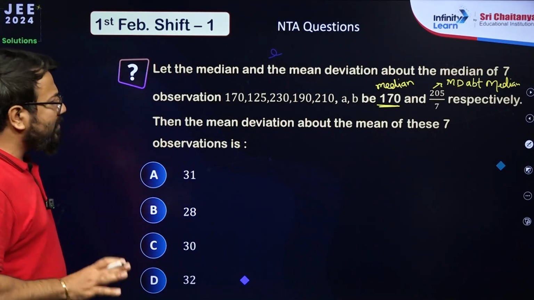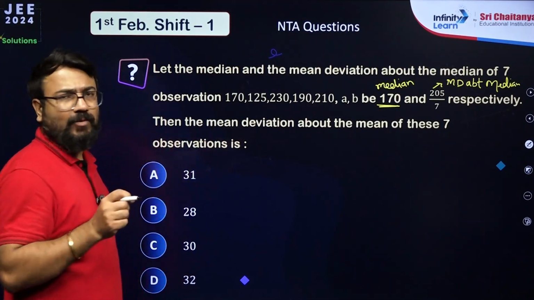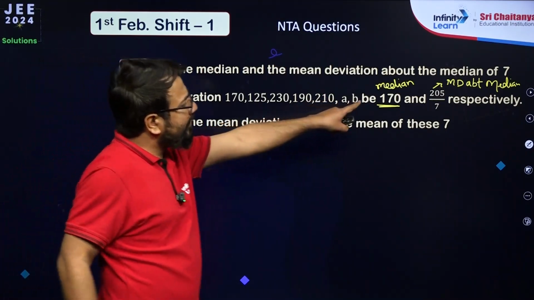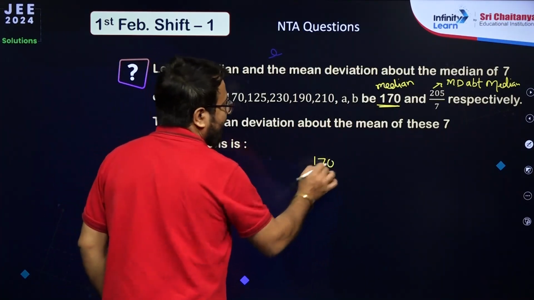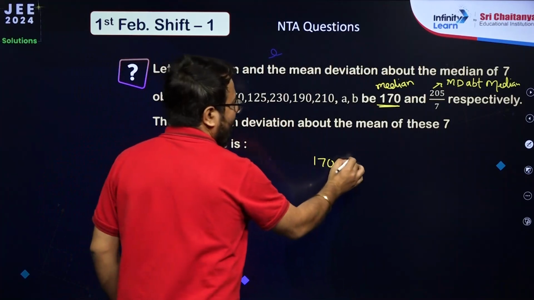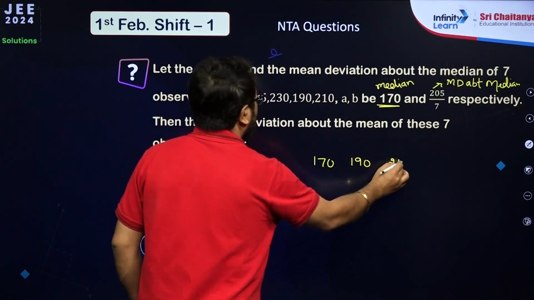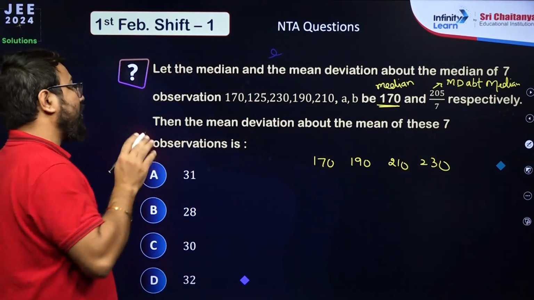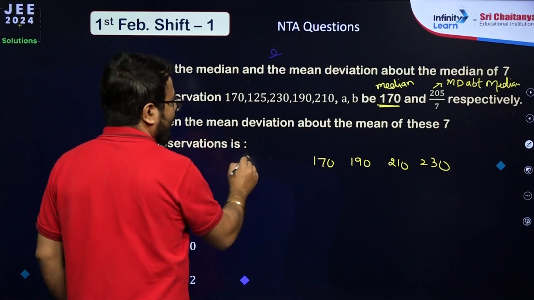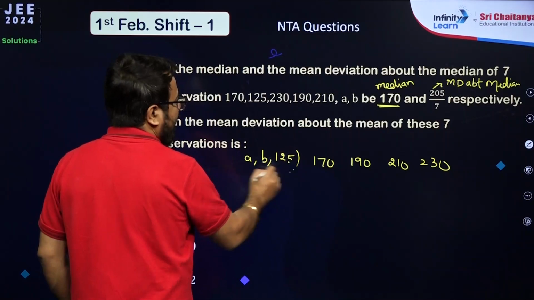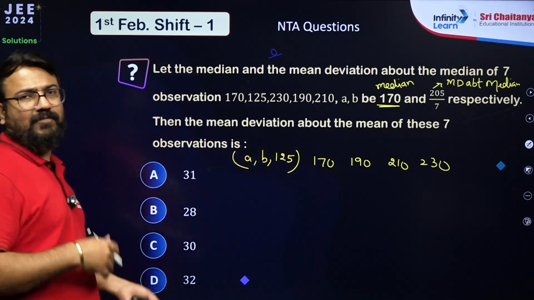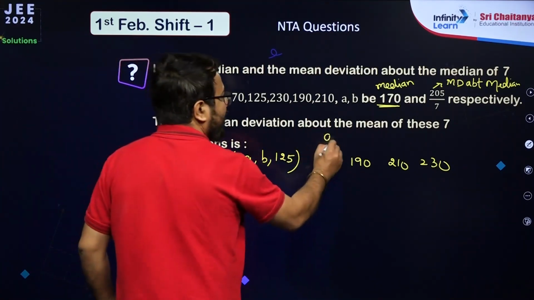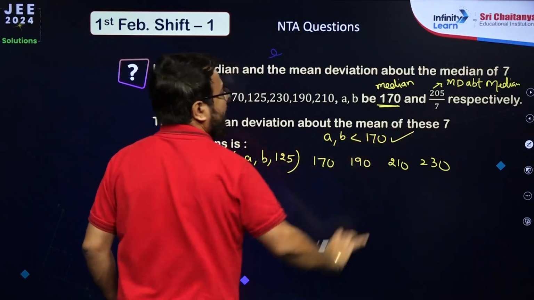Let us talk about the first one, median. For finding the median, we need to arrange the data in ascending order. Is the data arranged in ascending order? No, because the middle term will be 170 according to them. I'm writing 170 over here. To the right of 170, I can find one number as 190, another as 210, and the other number is 230. To the left of 170, there is one number 125, along with A and B. I do not know the order of A, B and 125, which will come first, second, third. But I know that to the left of 170, these 3 numbers would be there. Definitely A and B are both less than 170. This is for sure, okay?